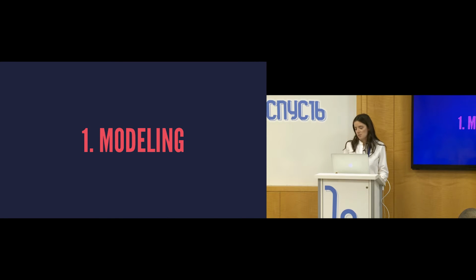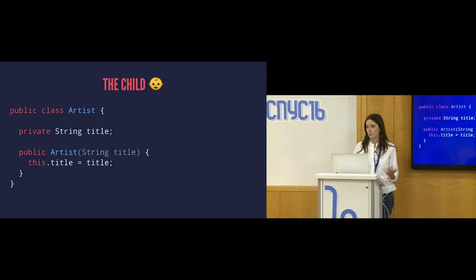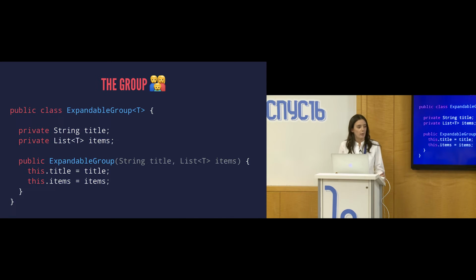So first up is the modeling. We have two models, the child model, which is an artist. This is an incredibly simple Pojo. You can make it as complicated or not as you want it to be. For this app, it's literally just this. Next up is going to be the group. The group has to extend this expandable group class. Expandable group has a generic parameterized type, so it associates a title, in this case the title of the genre, to a list of any type of items. In our case, it's going to be a list of artists.